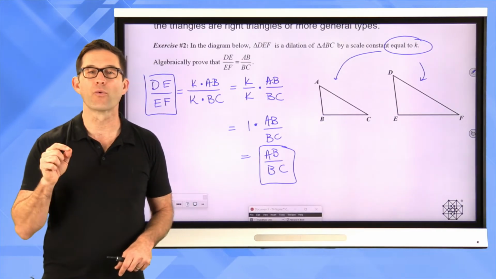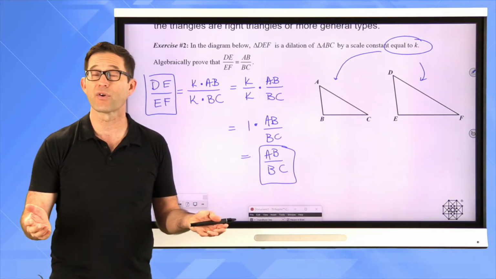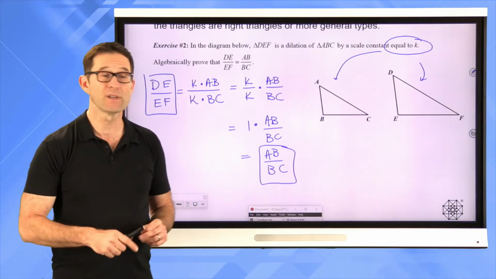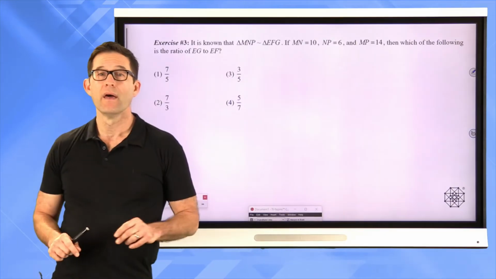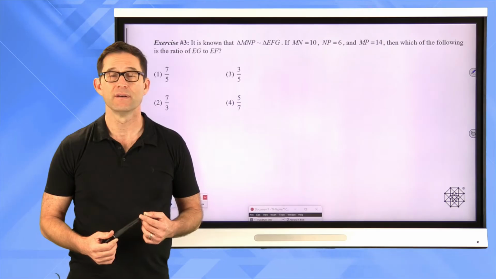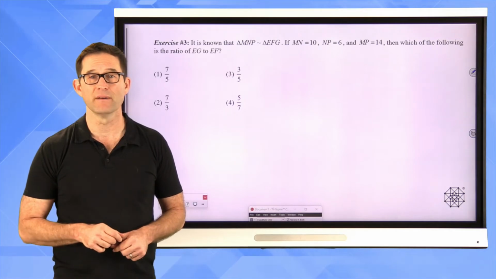The ratios of relatively positioned sides amongst two similar triangles, regardless if they're right triangles or not, is always going to be equal. All right, let's play around with that a little bit. Exercise number 3. It is known that triangle MNP is similar to triangle EFG. If MN is 10, NP is 6, and MP is 14, then which of the following is the ratio of EG to EF? All right, pause the video now and see if you can figure this out based on what we were just talking about.